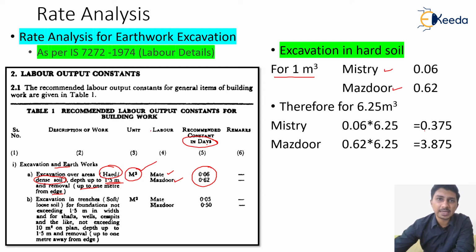So this is how we take out the quantity for labor with the help of this IS code. From now onwards, whatever rate analysis we do, we are going to use this IS code's constants and multiply them with the quantities. Suppose for PCC work I am going to construct a quantity of 5 meter cube.